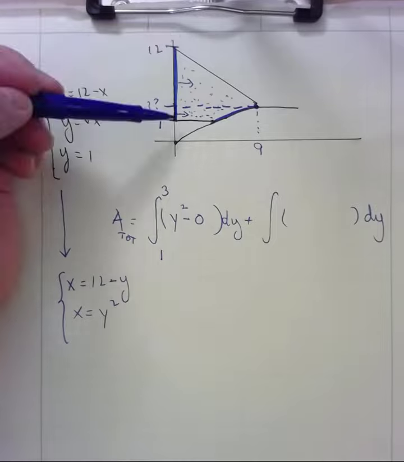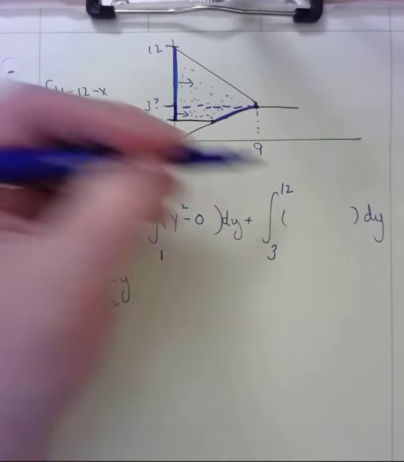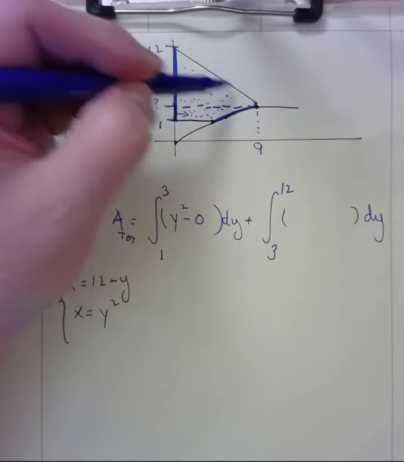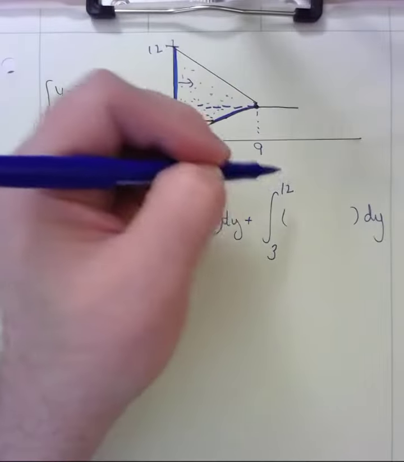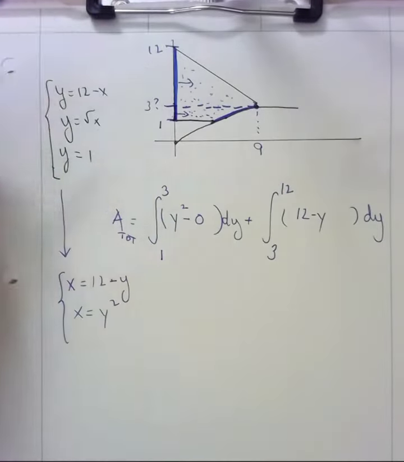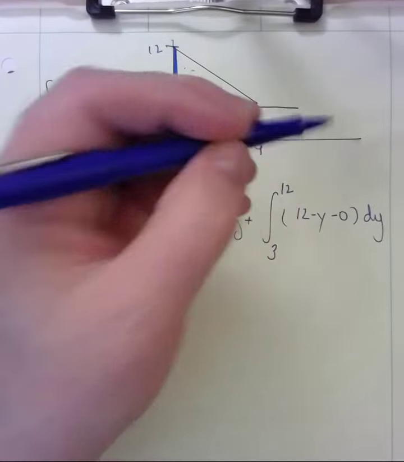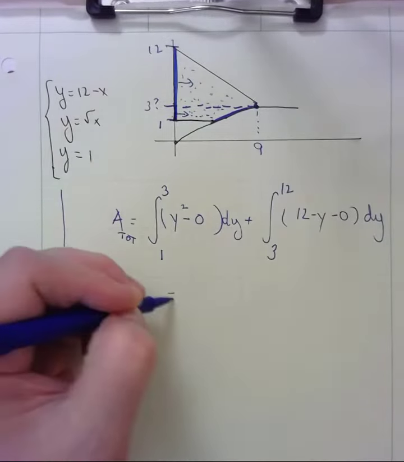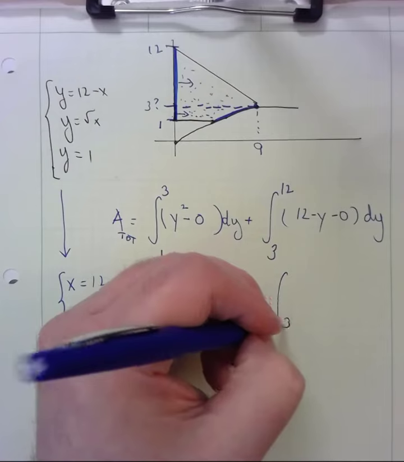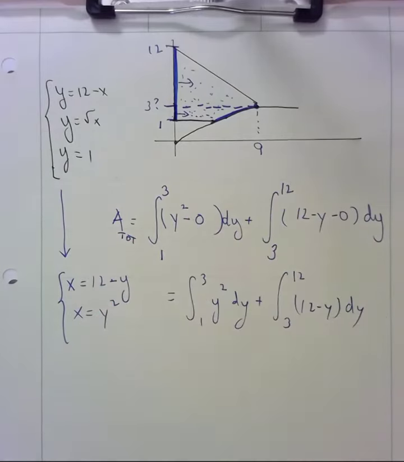And then we're going to go up into the second section here. We're going to start from 3 and go to 12 on the y-axis. The function that's the above function is the straight line, which is now known as 12 minus y, and then the function below is just the axis. So again, if you want to put in the 0, that's fine. And then if we tidy this up, integral from 1 to 3 of y squared dy plus the integral from 3 to 12, 12 minus y dy, and that's it.